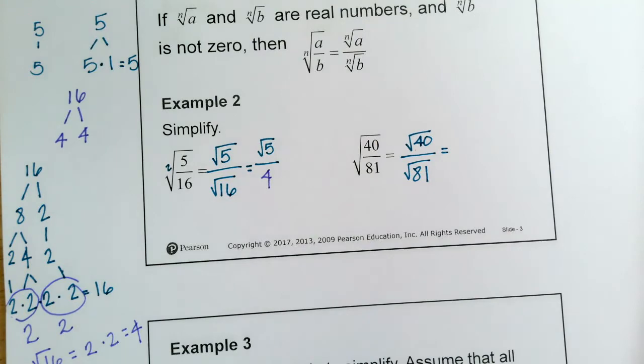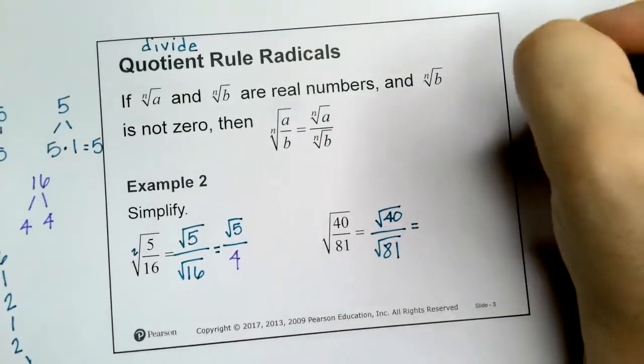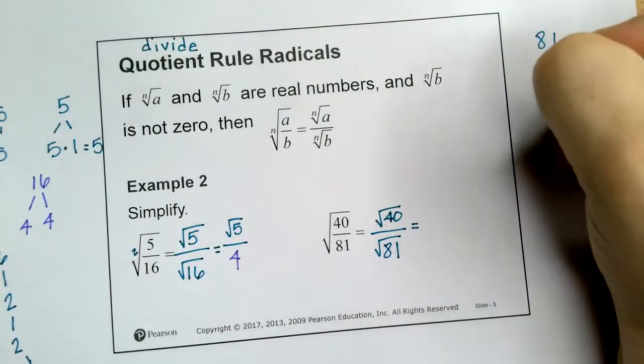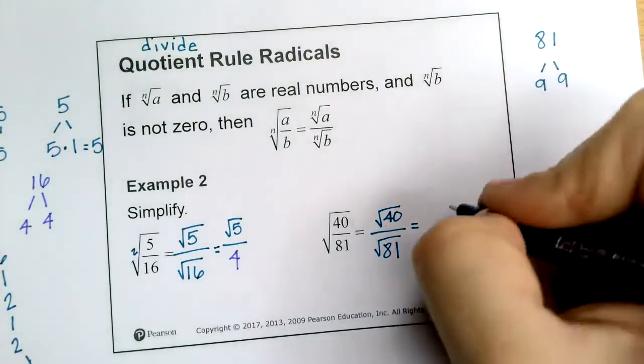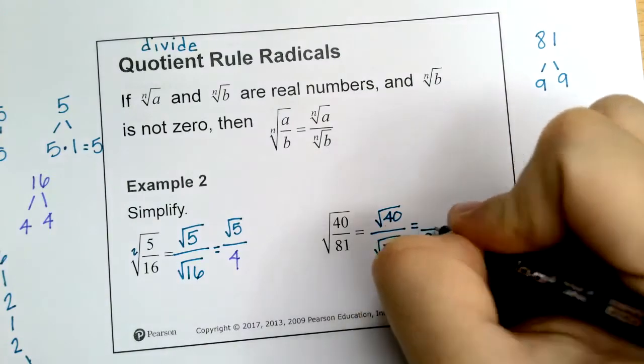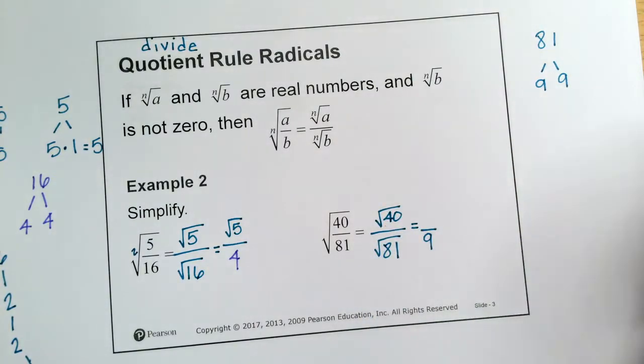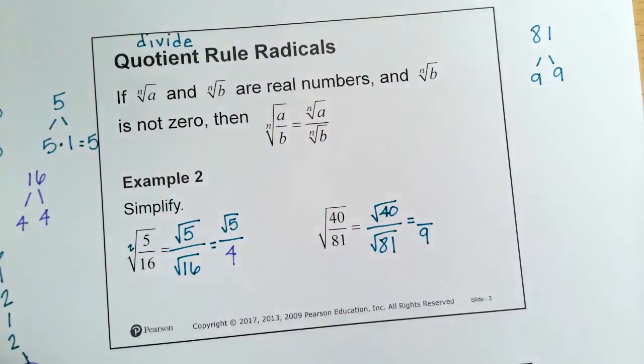Now, the square root of 81, you might just know, right? 81 is 9 times 9. That's a pair of 9s. So we say the square root of 81 is 9. What about 40?